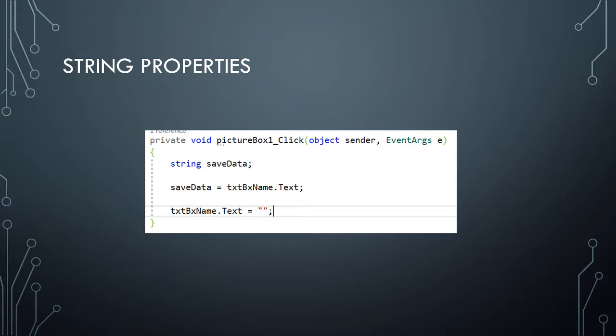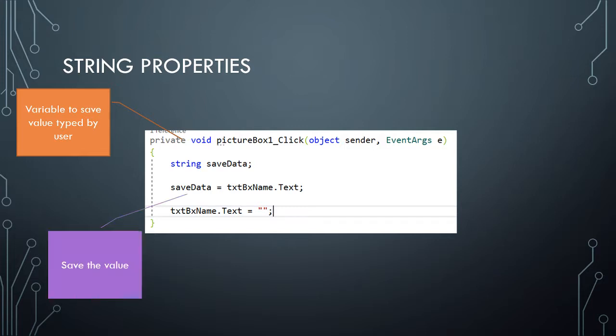Now that's an example of a Boolean property type. We could also have string or numeric properties on our form. In this code, we create a string variable to hold a value. So we're going to hold the value that was typed by our user. Our string is called save data.